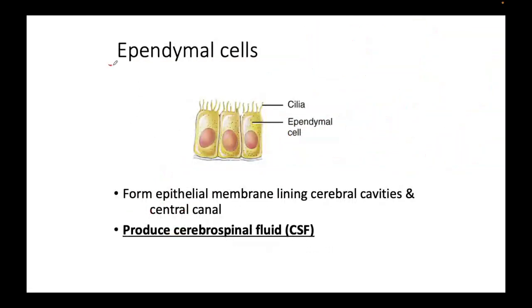All right, ependymal cells. Ependymal cells are really important. You can see they have cilia there, and they produce CSF. CSF stands for cerebrospinal fluid. They're found in these cavities called ventricles.